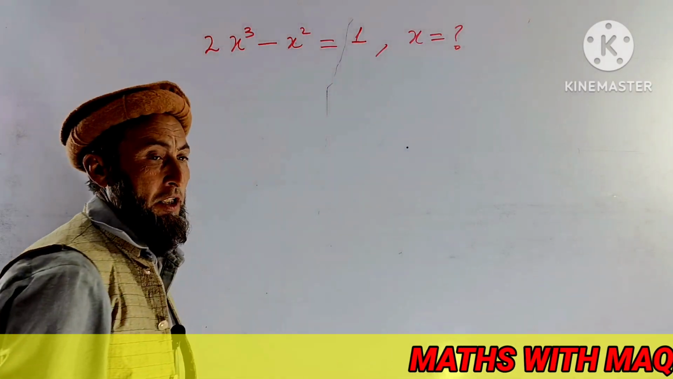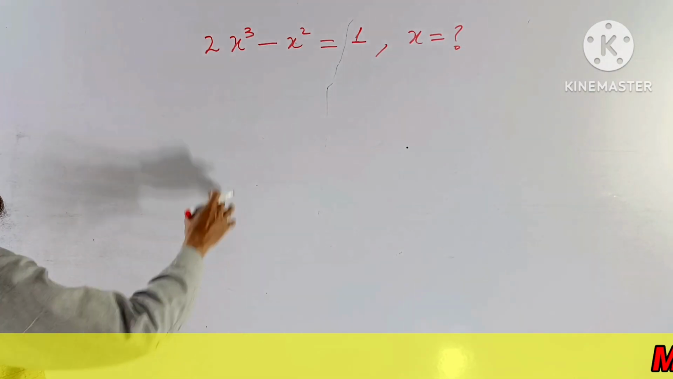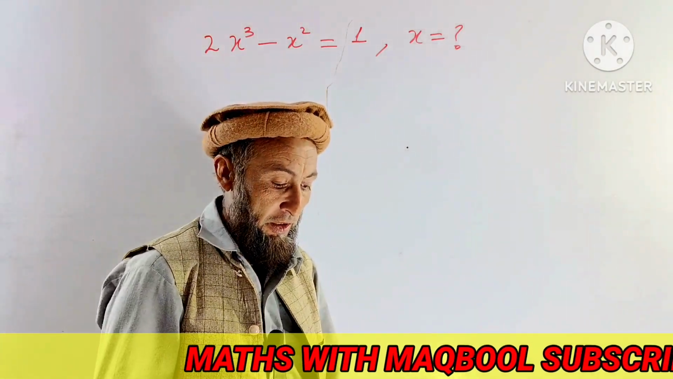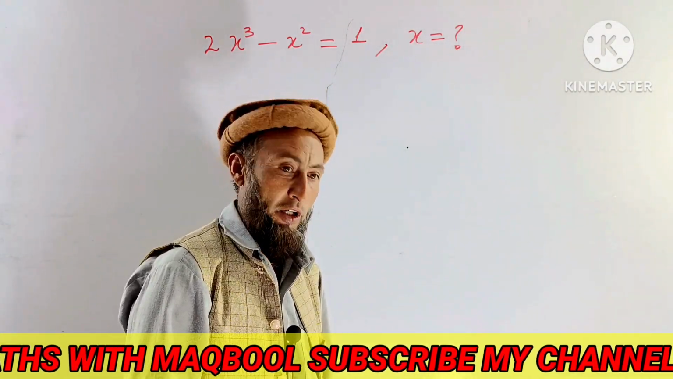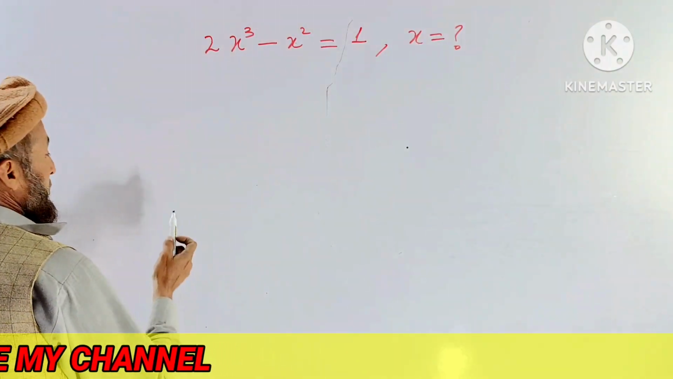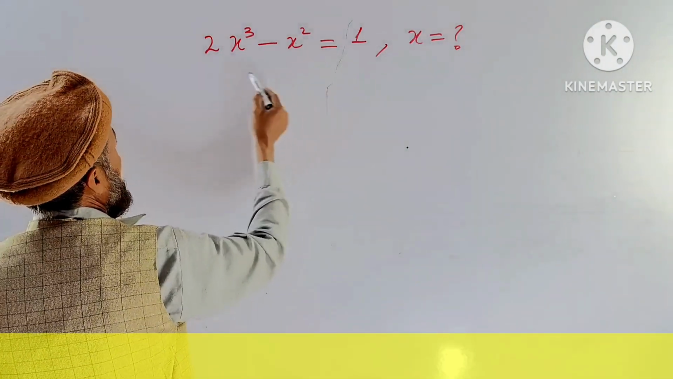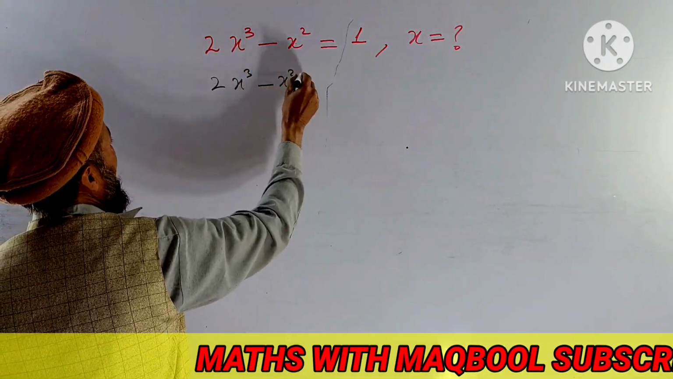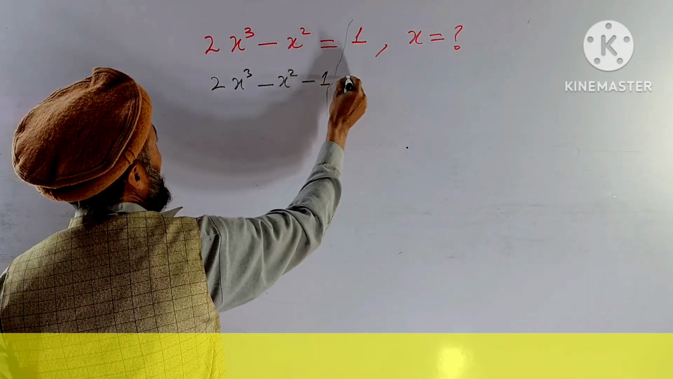There are so many methods for this type of question that appear in the paper, so we are using different methods here. I am using two different methods. One is synthetic division. So look here, first of all we arrange this question: 2x cube minus x square minus 1 is equal to 0.